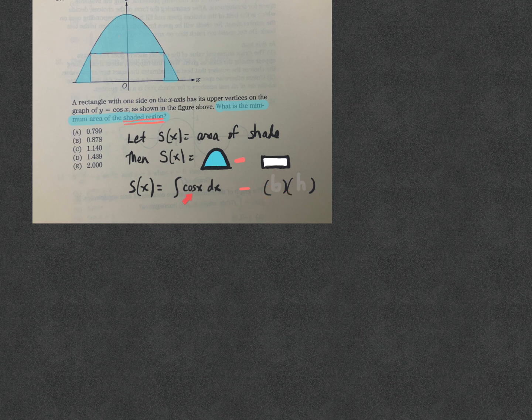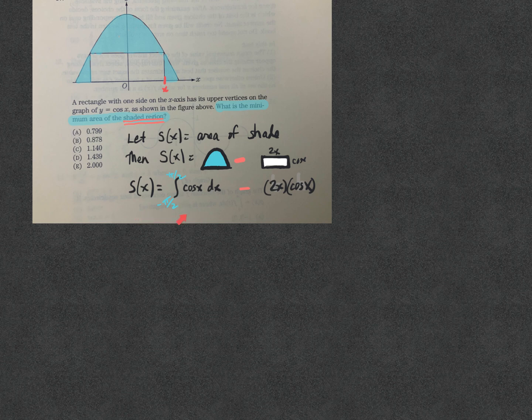All right, so cosine, we know, has zeros at negative pi over 2 and pi over 2. And the rectangle's height is the y value of this curve, which is cosine of x. And its base, this dimension, is from here to here. If we go x to the right and cosine of x up, then the width of this rectangle is x plus x, or 2x. All right, so this will be the area of the shaded region.